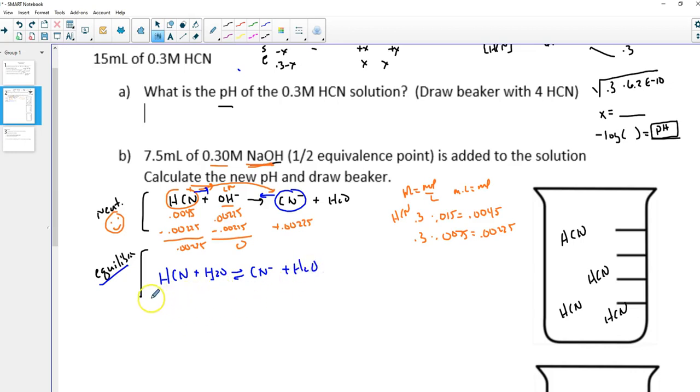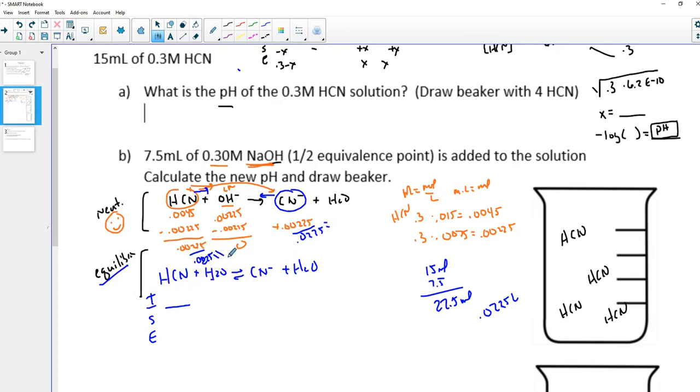All right, now I got to put my concentrations in here. Note the same number of moles. I need molarity here. So I need to divide this by my new volume. My new volume is going to be 15 milliliters plus 7.5 milliliters, 22.5 milliliters, which is 0.0225 liters. Move it over three spots. So divide by 0.0225, divide by 0.0225, and I'm going to get my concentration for each of these.